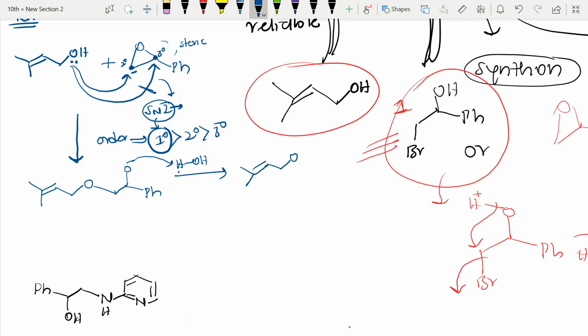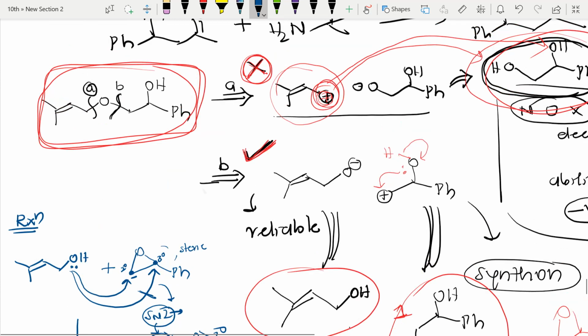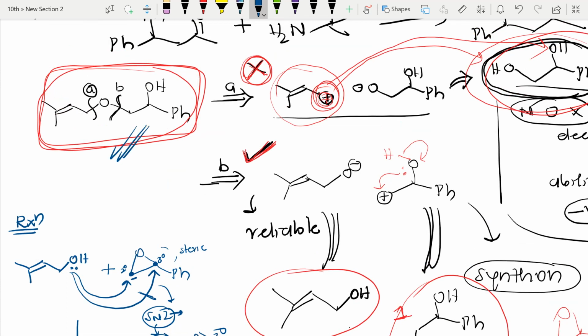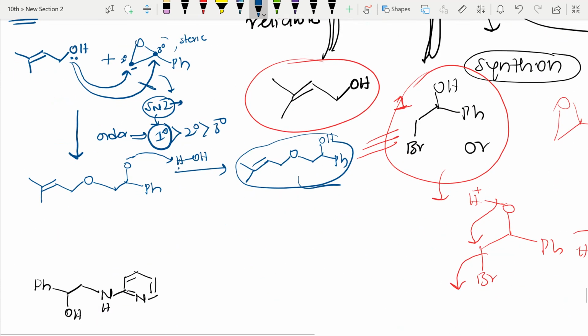Here we won't say target molecule, but we call it the product. This is the target molecule which we started with. See here, the same target molecule I got here, right? I hope you understood. Let us see the next reaction.